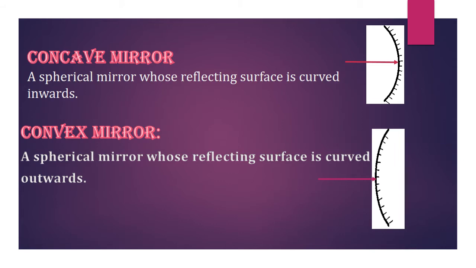That is the one where the light falls. That is our reflecting surface. It's curved inward.